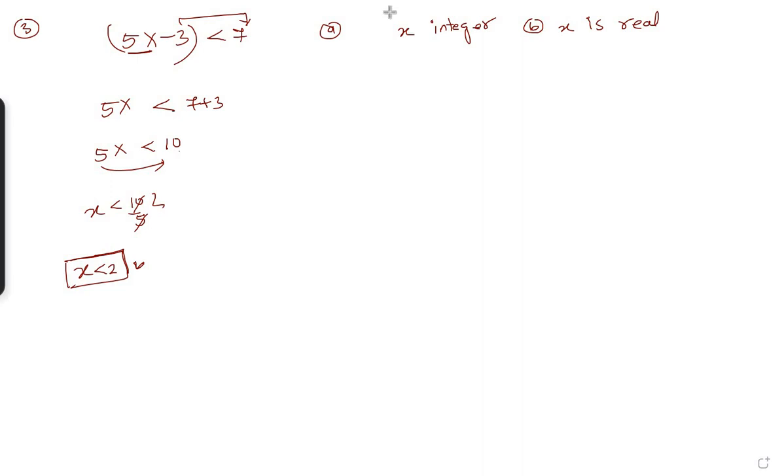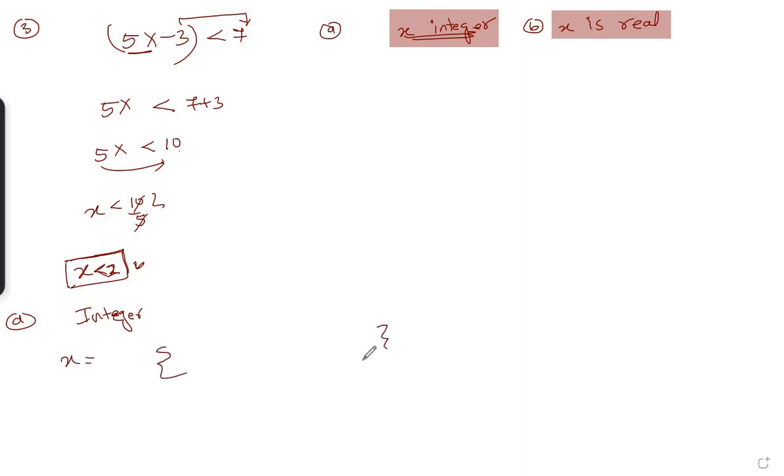But what are they asking? That x is integer in the A part and x is real in the B part. So if we see the A part, x is integer. Correct? So we want integers. So what are the integers less than 2? It's pretty simple. Less than 2. See, there is no equal sign. So less than 2, the first integer is what? 1. Then comes 0. Then comes minus 1. Then minus 2 and so on. So these dots are just showing that there are many more to come. B part.